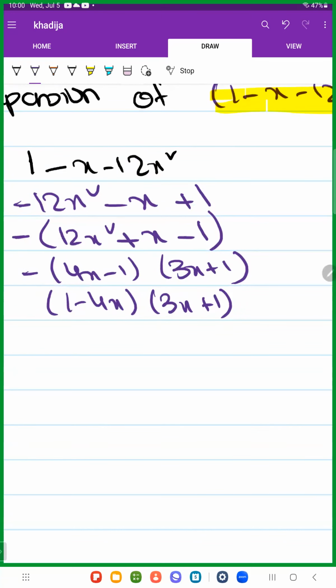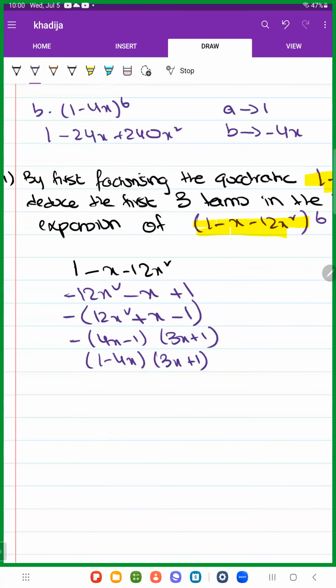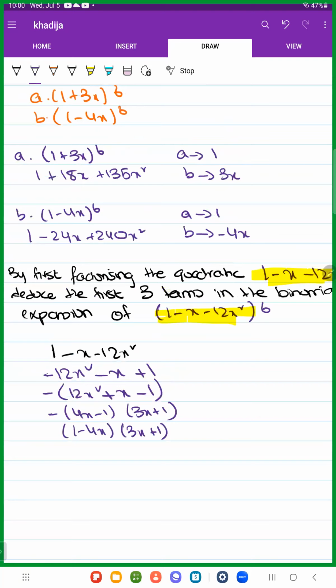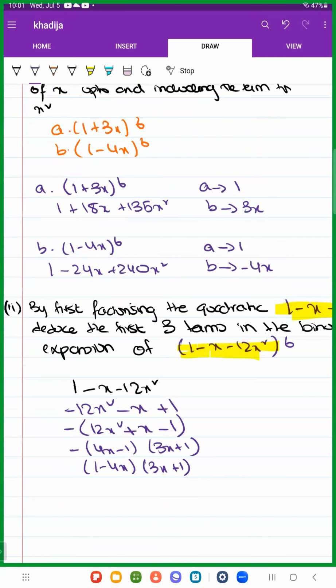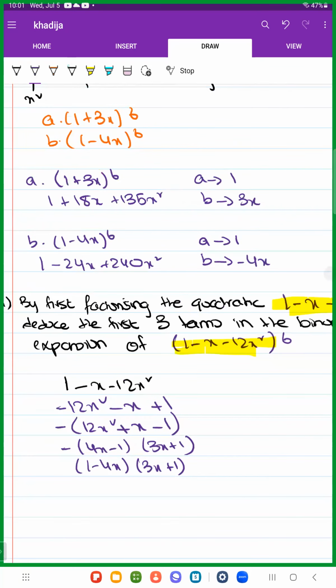Why? Because eventually both of the brackets will be multiplied. So it's the same. You don't have to do it with both of the brackets. So can you see the similarity between the questions in part 1 and part 2? Now, let's say if they say find the first three terms, we can use either the 1 minus 4x or the 3x plus 1, right?